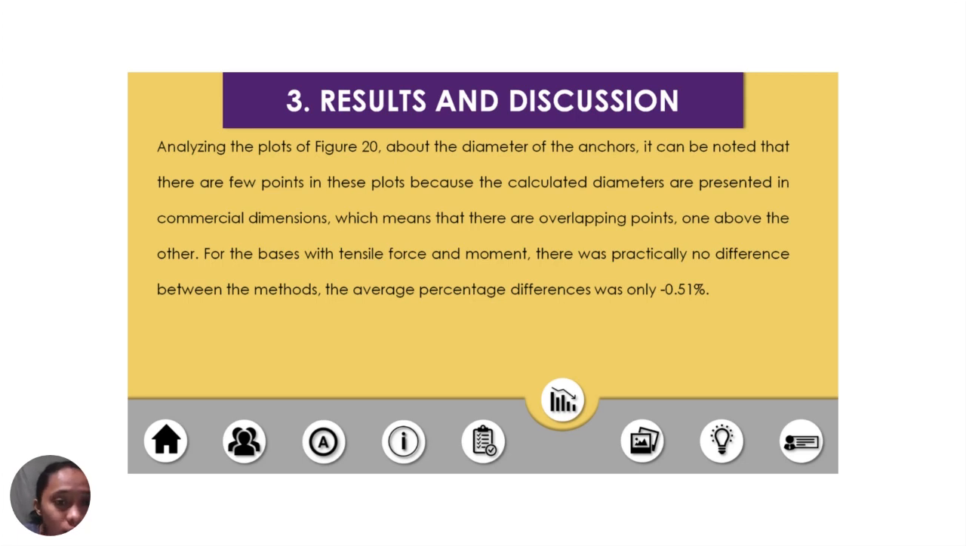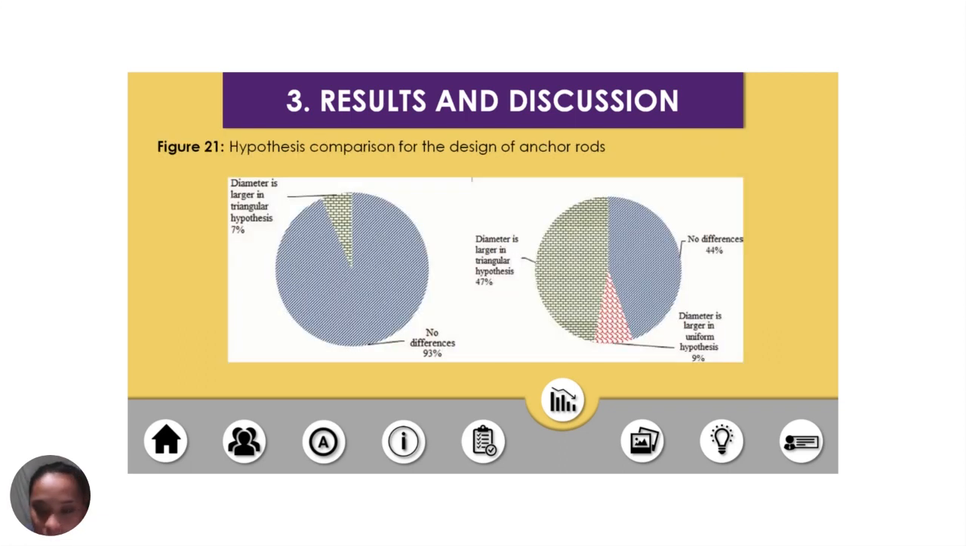So analyzing the plots of figure 20 about the diameter of the anchors, it can be noted that there are few points in this plot because the calculated diameters are presented in commercial dimensions. Which means that there are overlapping points, one above the other. So for the bases with tensile force and moment, there was practically no difference between the methods. The average percentage difference was only negative 0.51%.